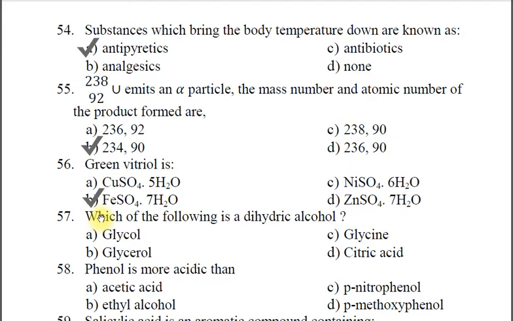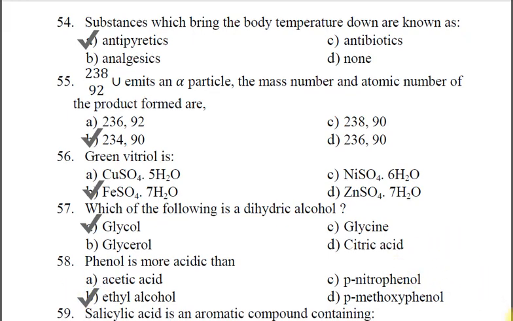Question number 57. Which of the following is a dihydric alcohol? A, glycol, B, glycerol, C, glycine, D, citric acid. And the correct option is option A, which is glycol. Question number 58. Phenol is more acidic than A, acetic acid, B, ethyl alcohol, C, para-nitrophenol, D, para-methoxyphenol. And the correct one is option B, ethyl alcohol.